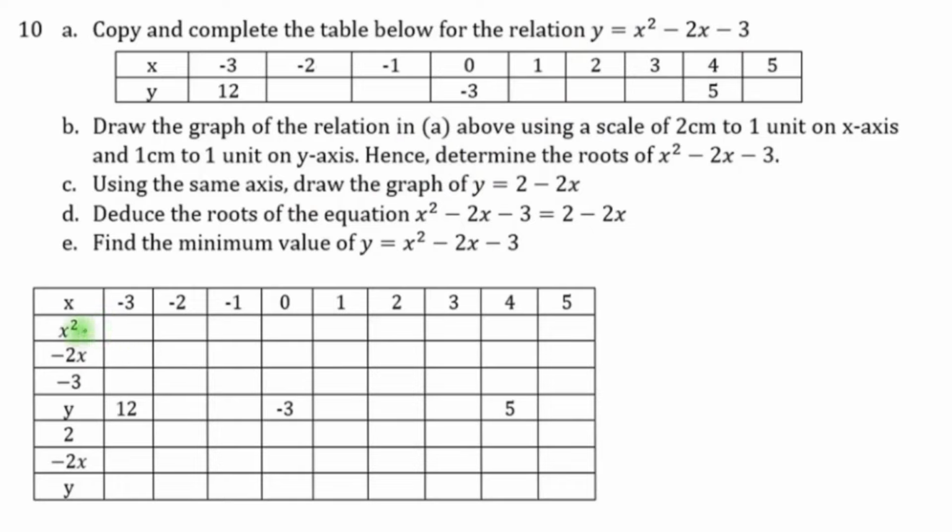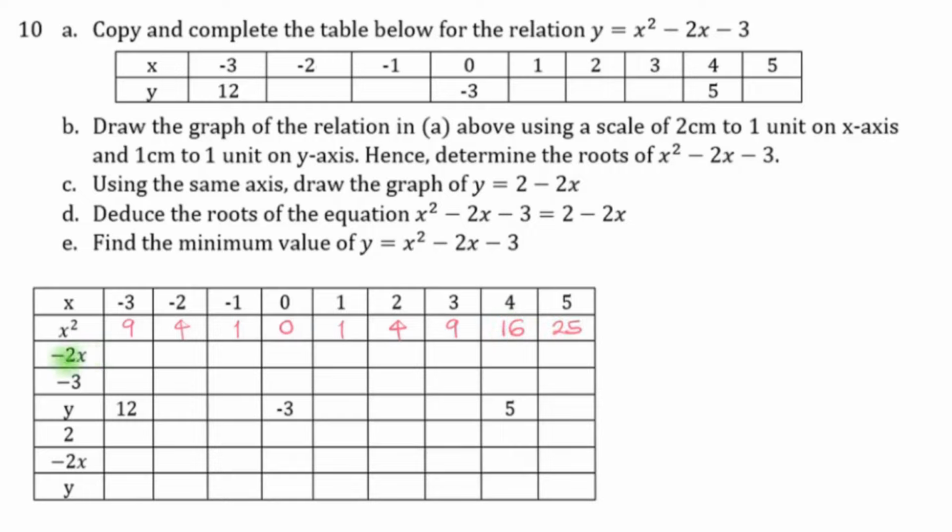Like in the first case, when x is minus 3, x raised to the power 2 is minus 3 times minus 3. Negative signs will multiply each other to give a positive sign. So minus 3 raised to the power 2 is minus 3 times minus 3, which will be 9. So this is 9. Minus 2 raised to the power 2 is 4. Minus 1 raised to the power 2 is 1. 0 raised to the power 2 is 0. 1 raised to the power 2 is 1. 2 raised to the power 2 is 4. 3 raised to the power 2 is 9. 4 to the power of 2 is 16. And 5 to the power of 2 is 25.